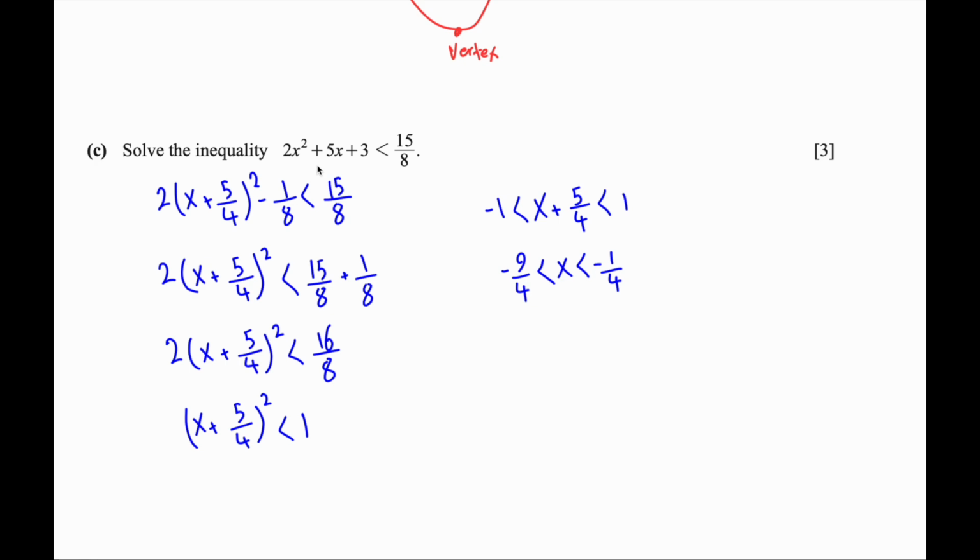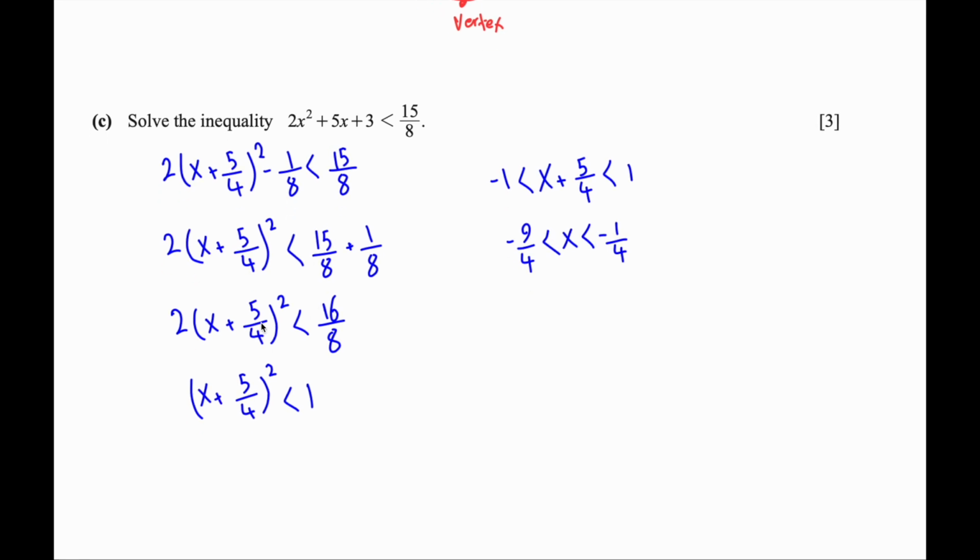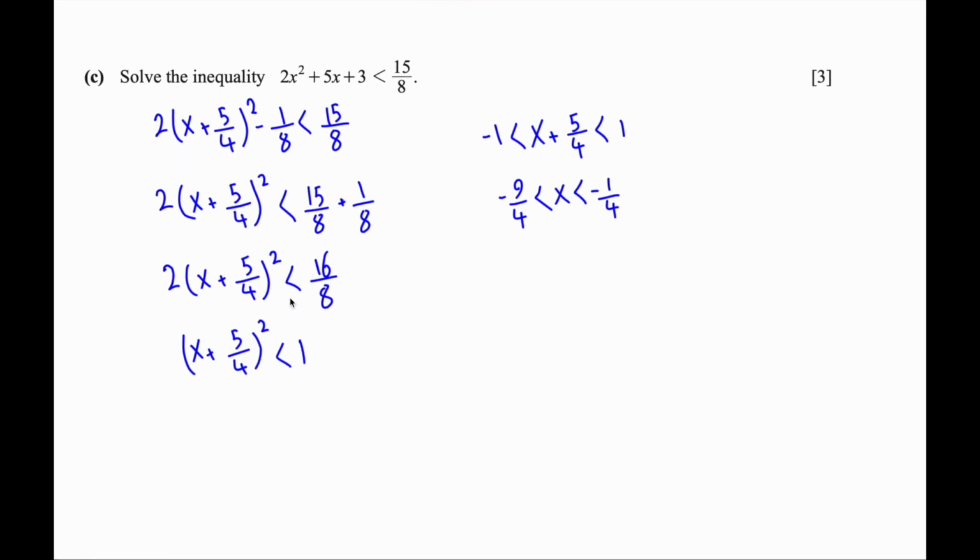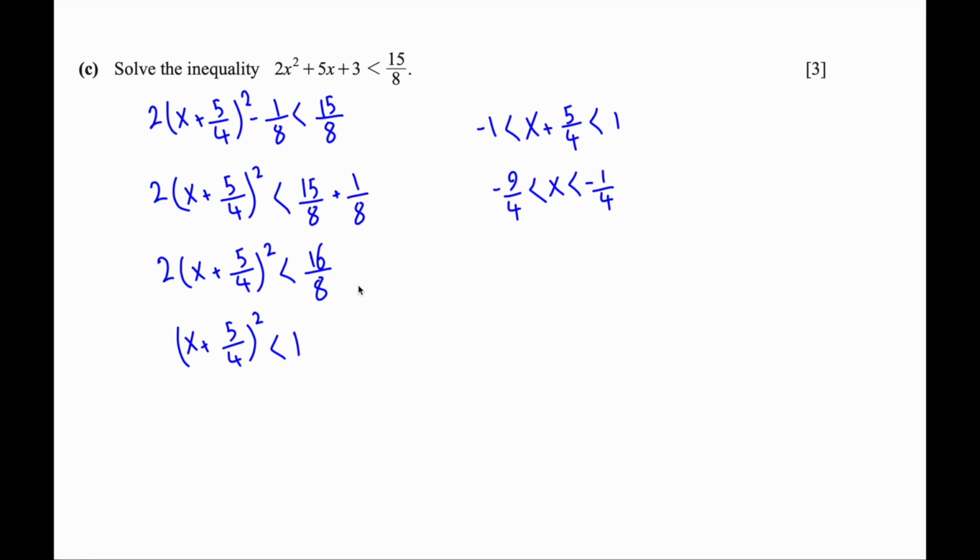In part C, you're to solve this inequality. Again, it's the same expression we're dealing with, therefore I'm going to use what I found in part A, the complete square version of it, and then I make it less than 15/8, bring the 1/8 to the other side, it becomes positive, and then I get to this point and I have to get rid of the 2. I divide both sides by 2 and I get 16/16, which is 1.